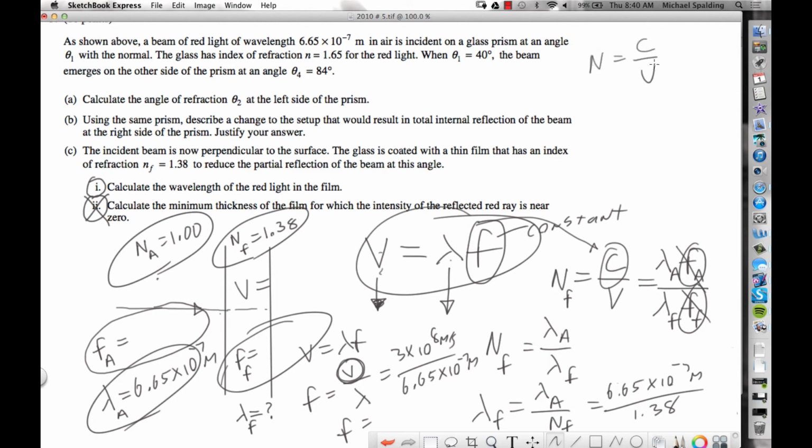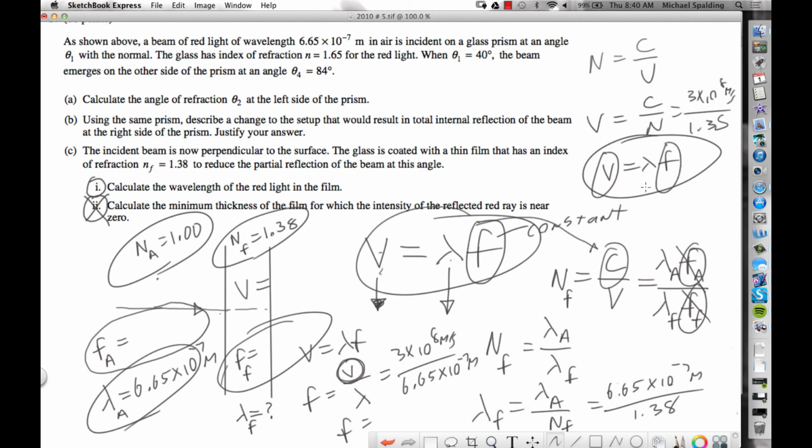How would you find the velocity of light in the film? N equals C over V, so V is going to be C over N. So 3 times 10 to the 8th meters per second divided by 1.38. So find the velocity in the film, and then velocity is wavelength times frequency. You have your velocity and your frequency, so solve for wavelength. Basically, frequency stays constant.